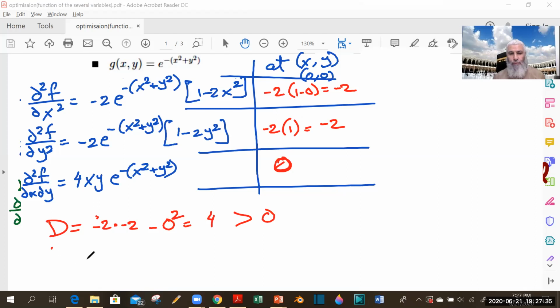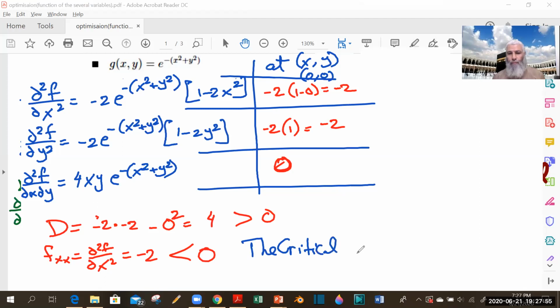And f xx, or d2f dx squared, is what? Negative 2. Negative 2 is less than 0, right? Yes, so the critical point would be a maximum. Right. Good.